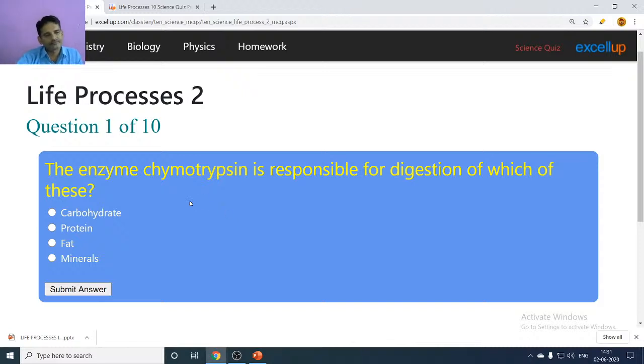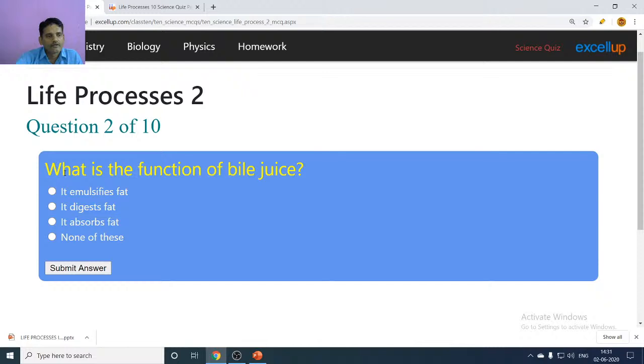Life process. See here, 5 seconds time I will give. Try to chart the answer. The enzyme chymotrypsin is responsible for digestion of which of these? Proteins. What is the function of bile juice? Bile juice emulsifies fat.